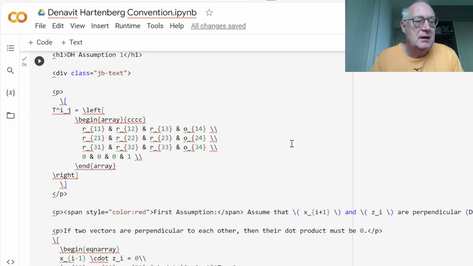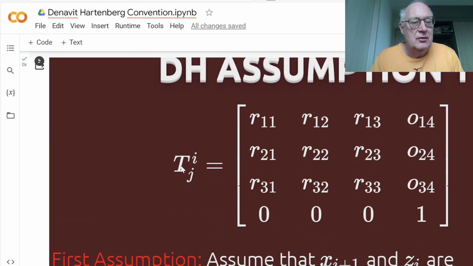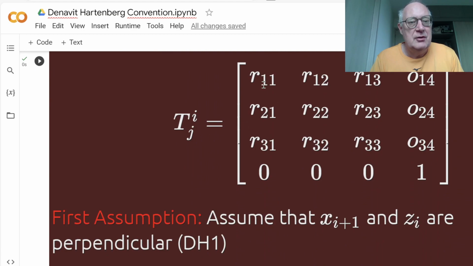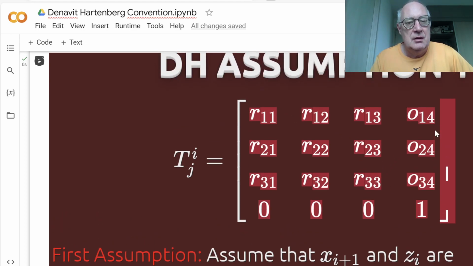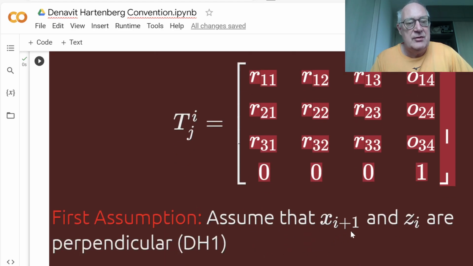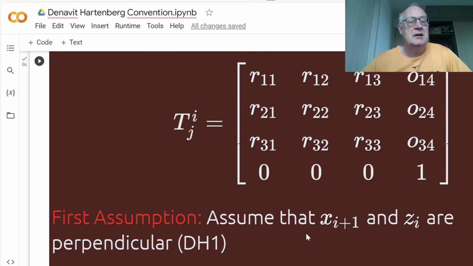The first one is now for our transformation matrix. We know it looks like this: 12 unknowns, R11 to R33 and 014 to 024, 034. So 3 unknowns here, 9 unknowns here. Now the first assumption that Denavit-Hartenberg makes is that the next x-axis and the previous z-axis, so axis xi plus 1 and zi, those two axes are perpendicular to each other.